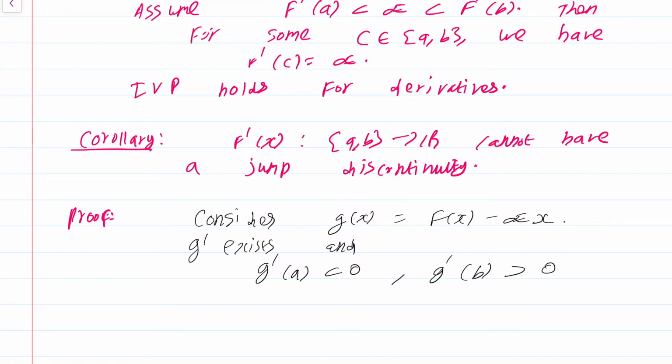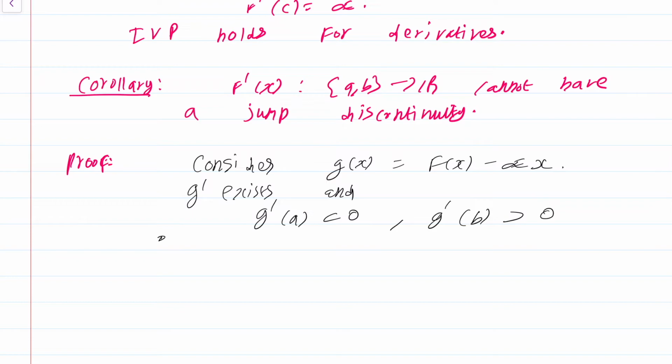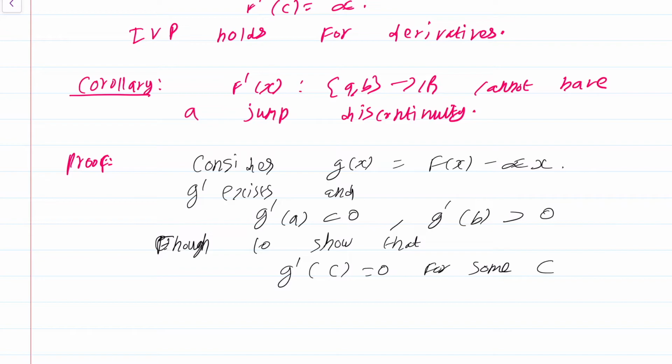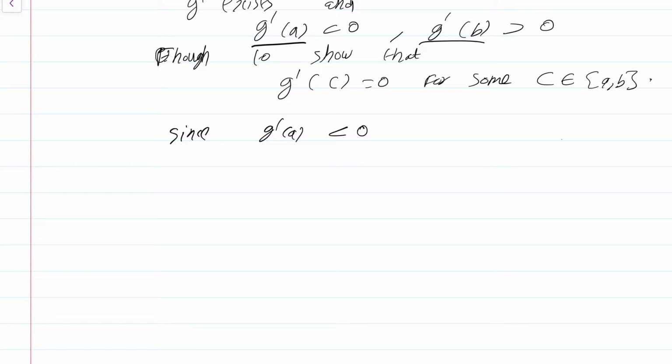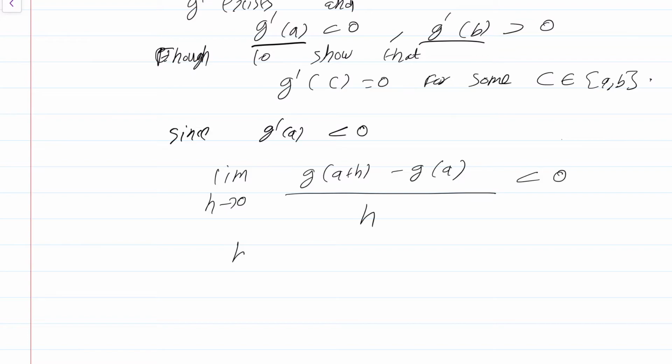So it is enough to show that g prime of some c is 0 for some c in (a, b). Okay, let's look at what g prime of a less than 0 is trying to say. Since g prime of a is less than 0, that means the limit as h goes to 0 of g of a plus h minus g of a, divided by h, is less than 0. And note, because a is the left endpoint of the interval, h is greater than 0 here.